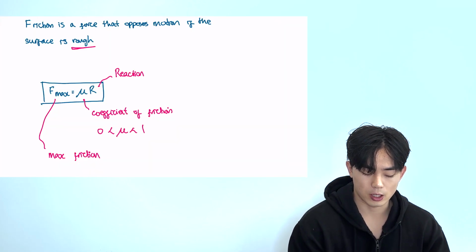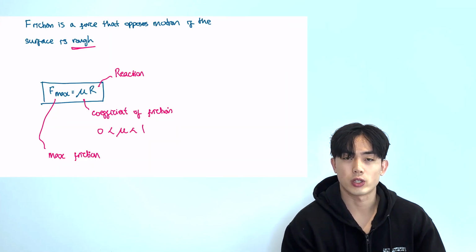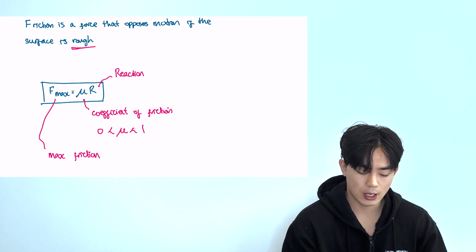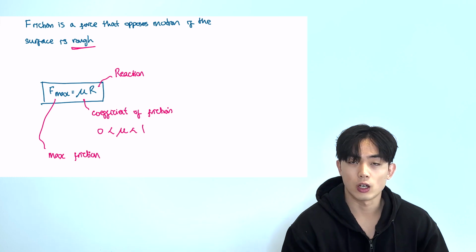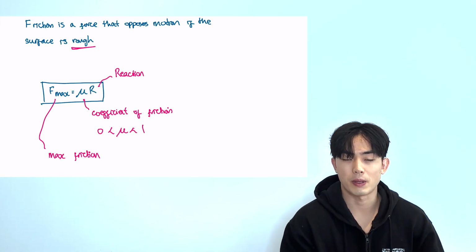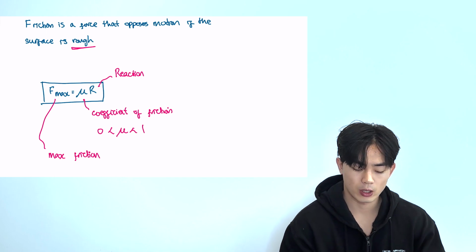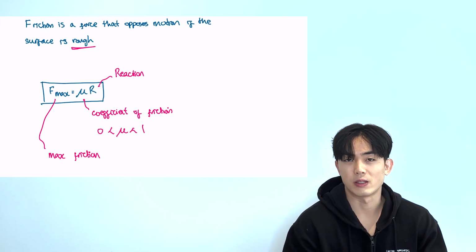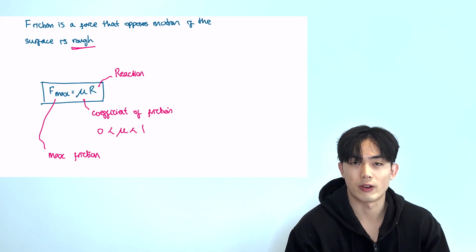Right, so the way we work out the frictional force is this equation here. F max is mu times R. R is just a reaction force which comes from when something is on top of a surface, right? Acting always perpendicular to the surface. Mu is called the coefficient of friction, and it has a range between 0 and 1, okay? So it can't be bigger than 1, and it can't be a negative number. If it's 0, it means that it's a smooth surface. If it's 1, it means it's rough. So the closer it is to 1, the rougher it is, basically.